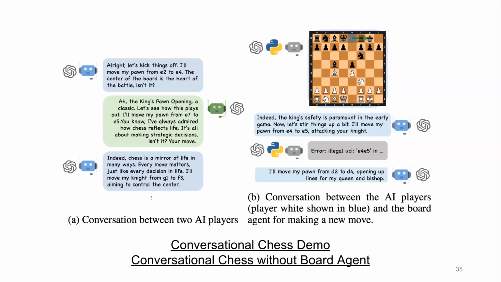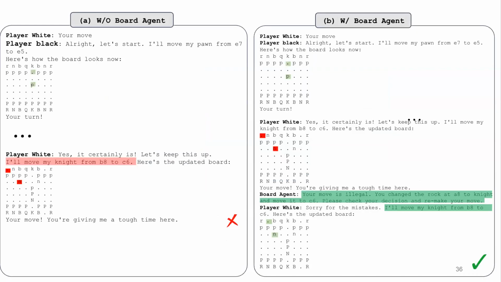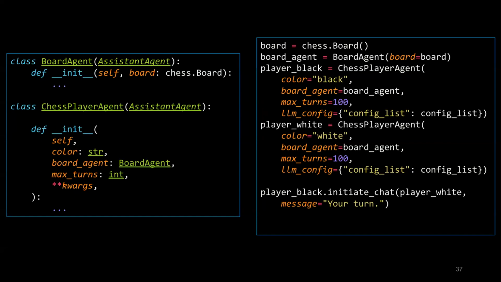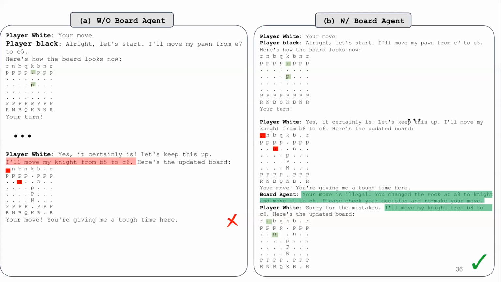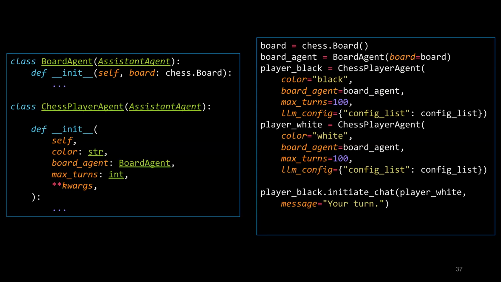But what I know is how to write the code. So I will show you. You customize 2 agents here. 1 is the board agent and 1 is the chess player agent. Then you define the 3 agents together, and you can initiate the chat with just 1 simple message, your turn. And then they will play against each other as you see on this page. And that's all for the 6 applications.